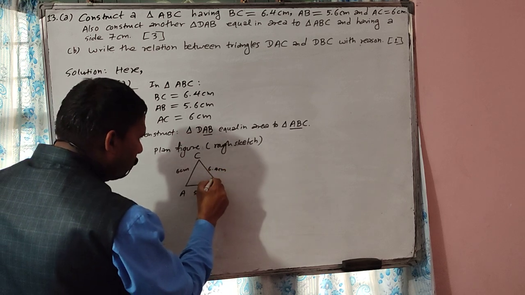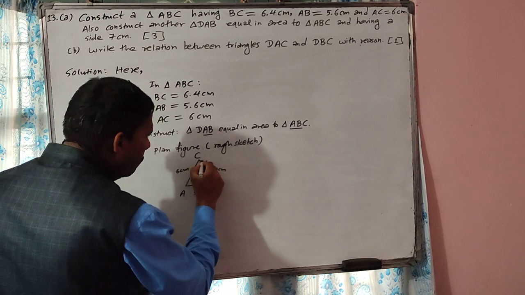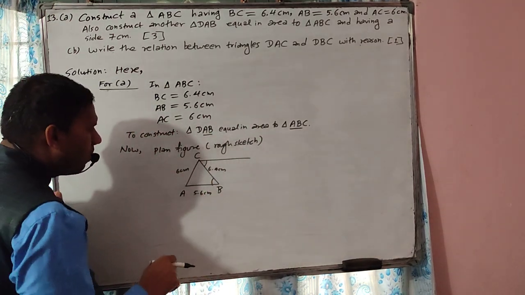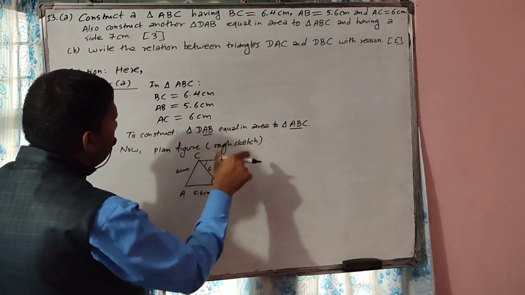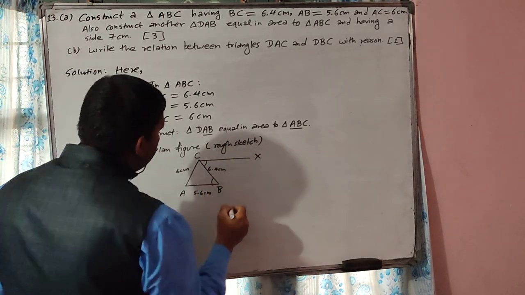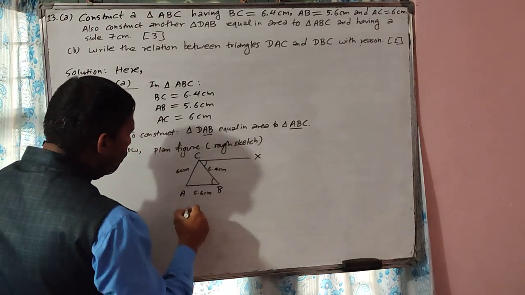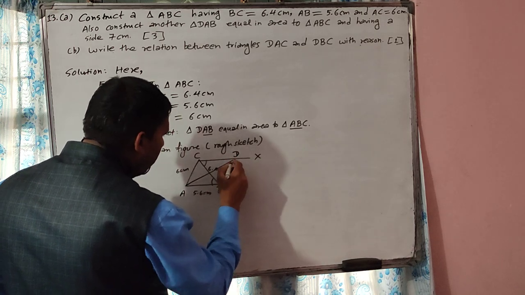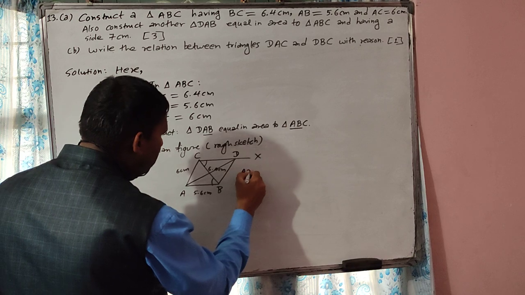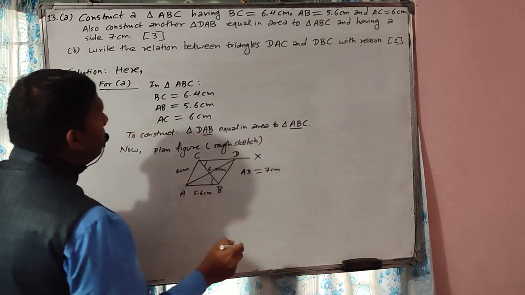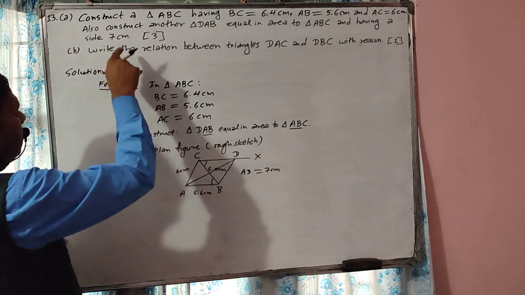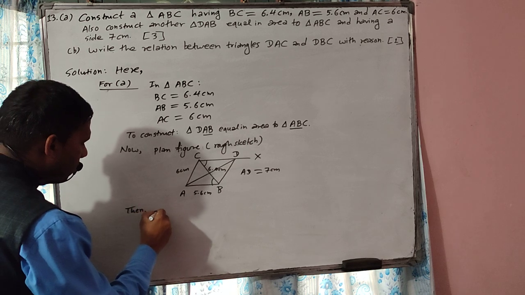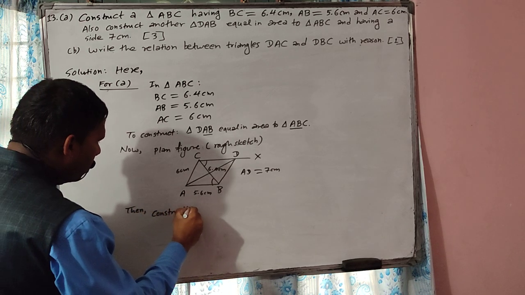We have to transfer an angle, angle B equal to angle C, to make AB parallel to the opposite side, suppose CX. Then another triangle is DAB. This is D, joining BD. AD is 7 cm. The side of triangle DAB is 7 cm. Then construction.